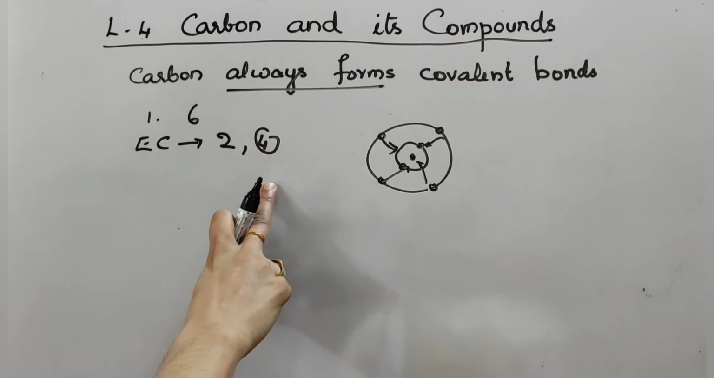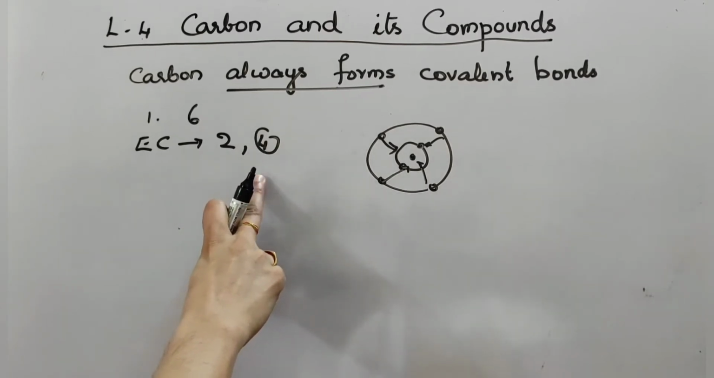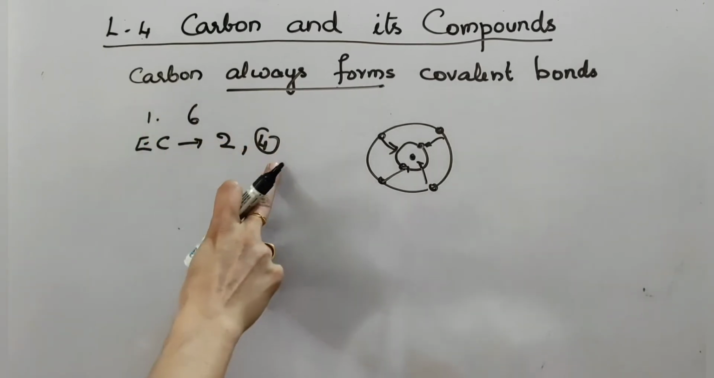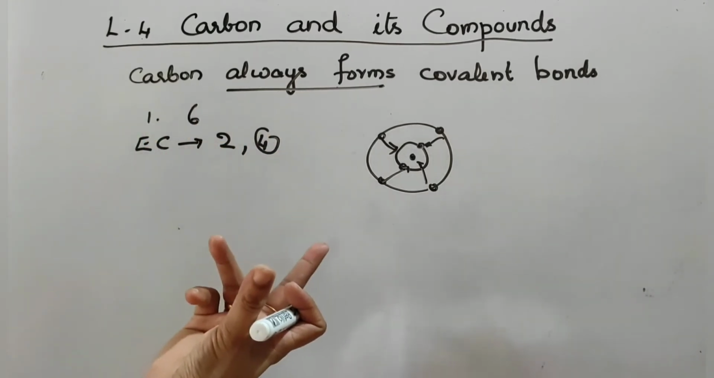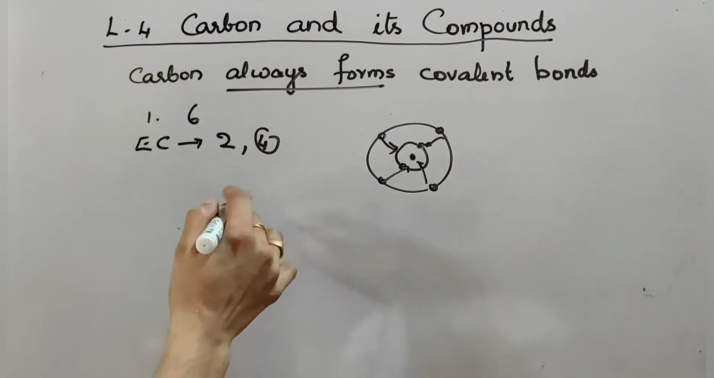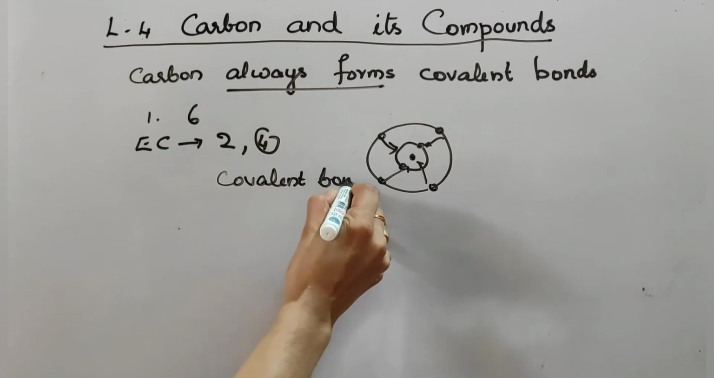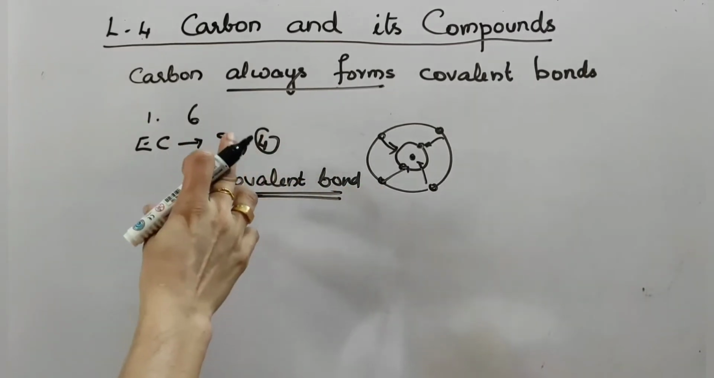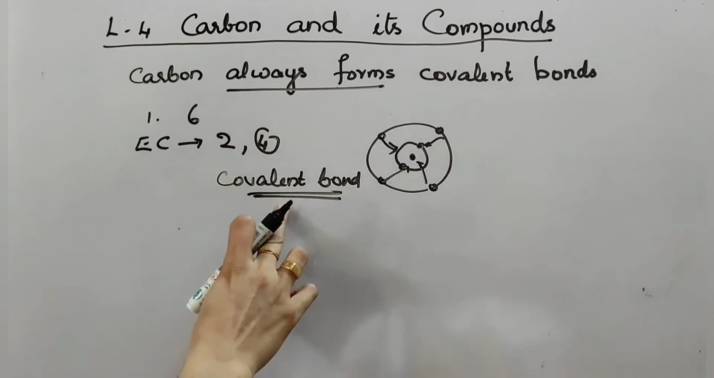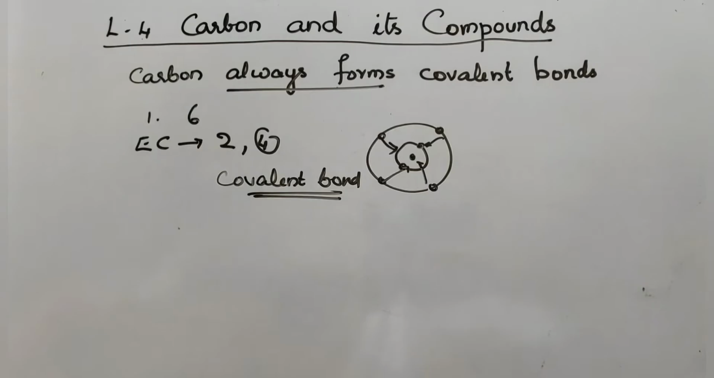So what happens is that carbon atoms achieve the inert electron arrangement only by sharing the electrons. We already studied that sharing of electrons means they form a covalent bond. So carbon always shares electrons. Thus, carbon always forms covalent bonds.